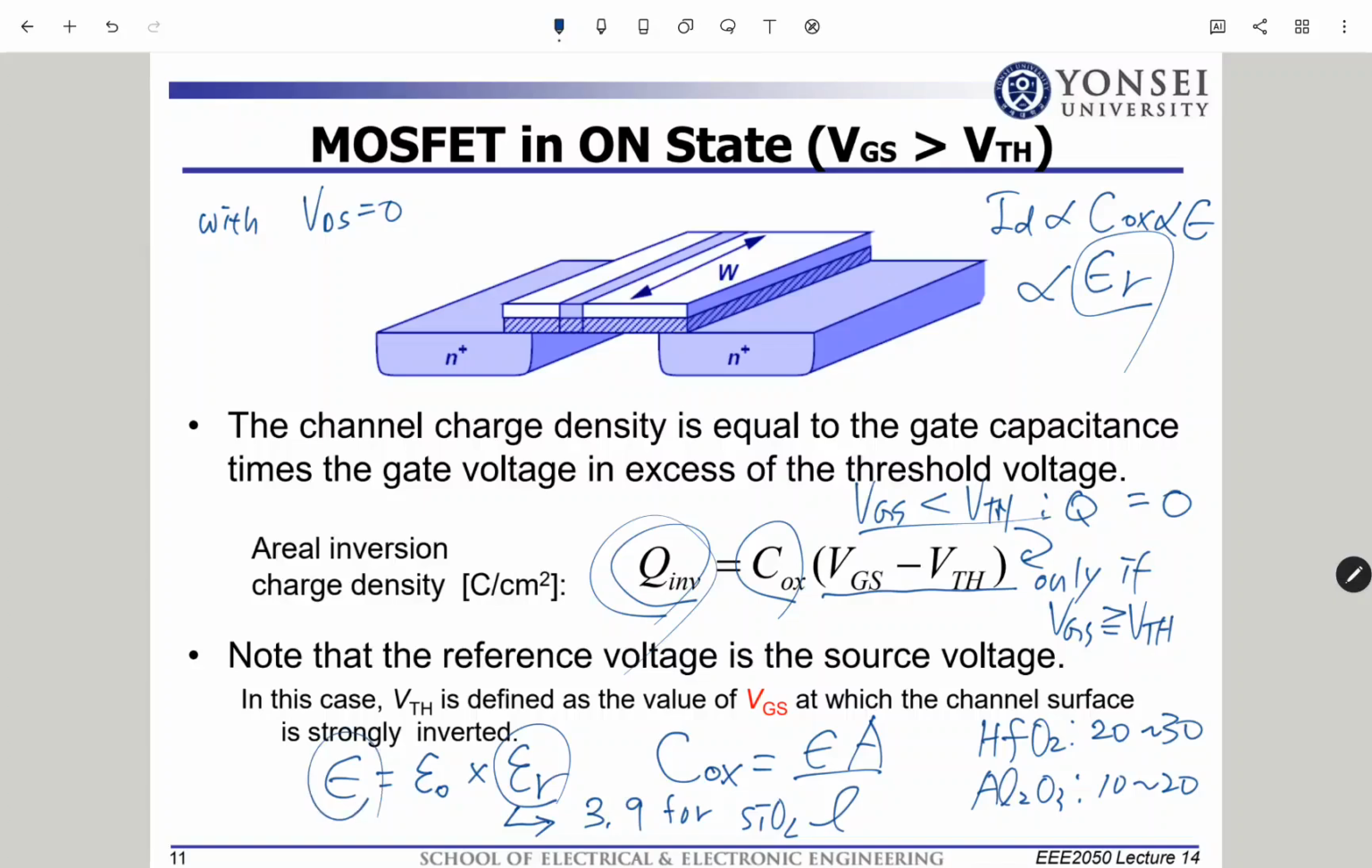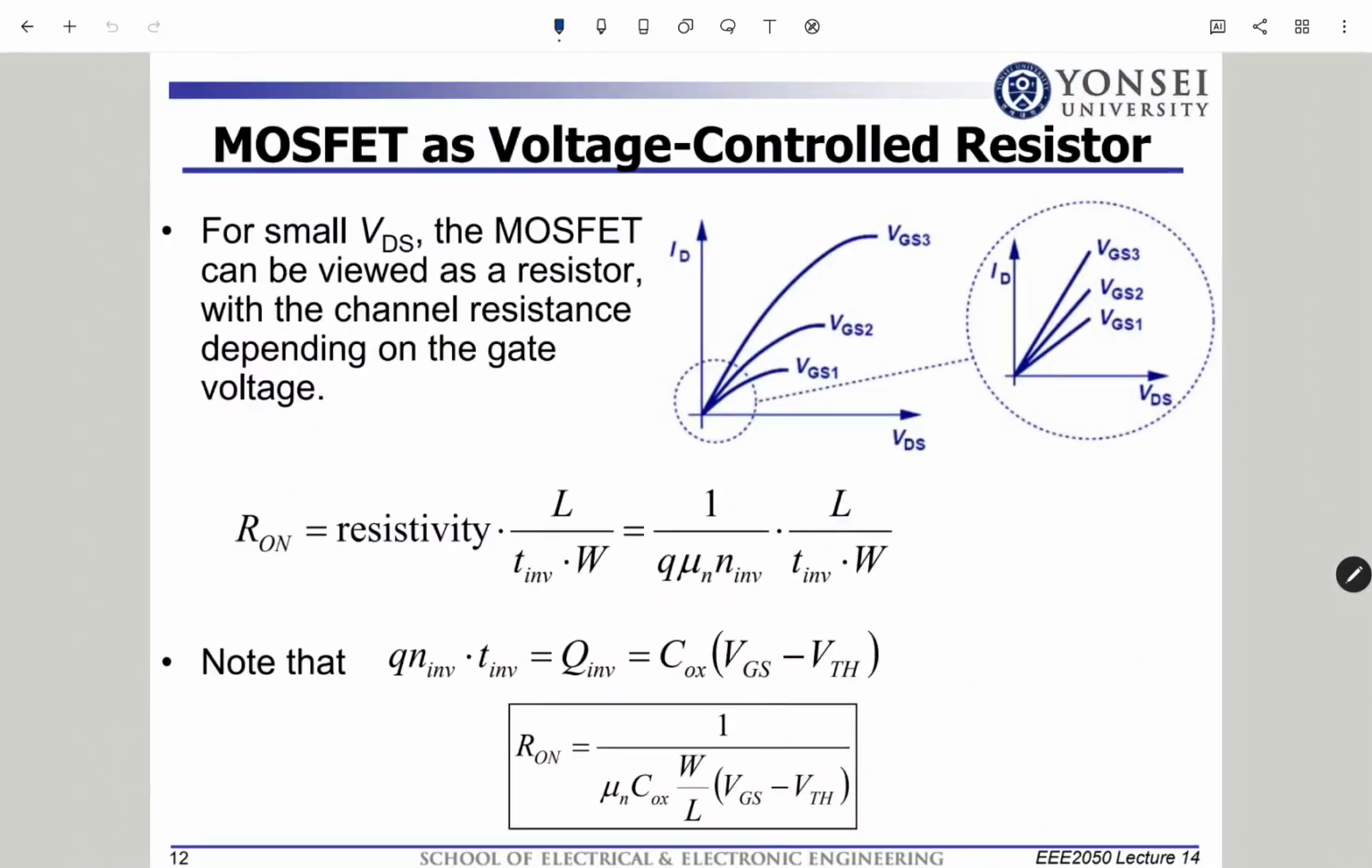And here, what is epsilon here? Epsilon is vacuum permittivity, which is epsilon naught times epsilon R, right? What is epsilon R? Relative permittivity, right? Now, when it comes to the channel formed, we can view the channel as a resistance, right? Why do we say R on? What does on mean? Inversion layer has been formed. That's why we say R on. So here, the resistivity rho times L over the inversion layer thickness, T inversion, times width, right? Width.